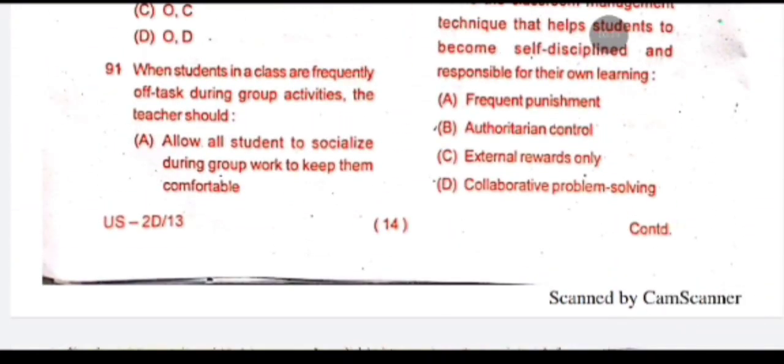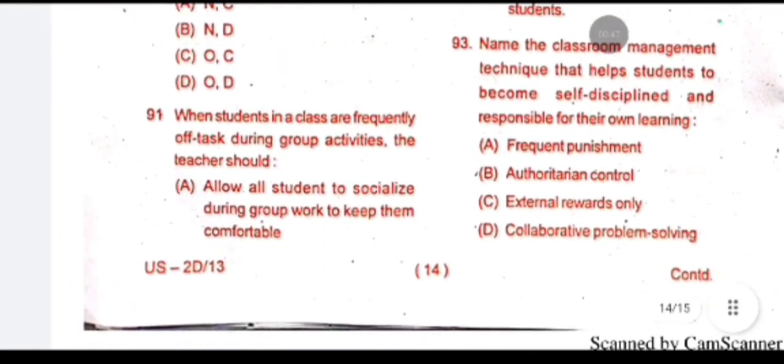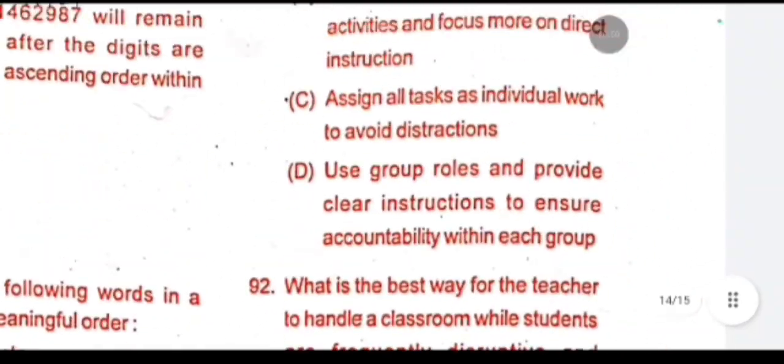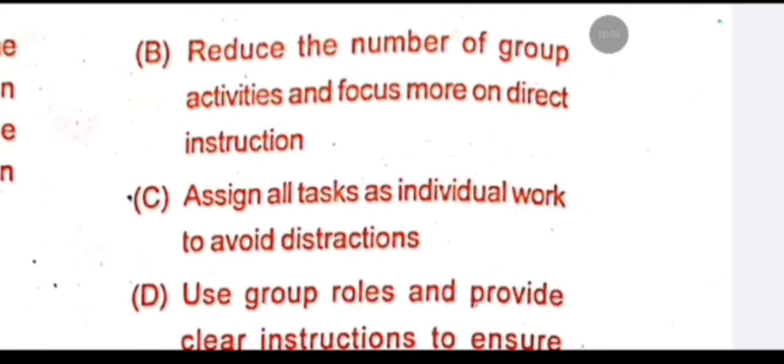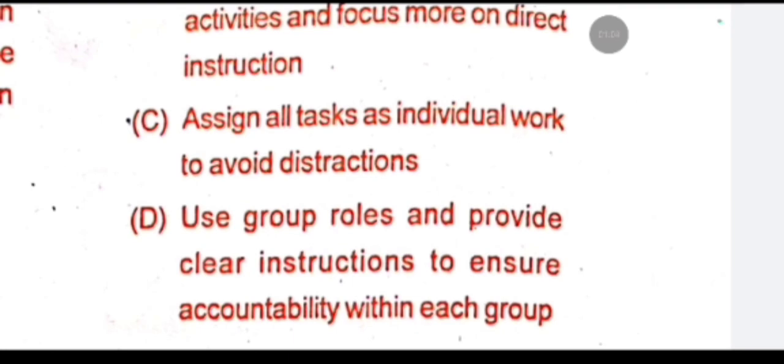When students in a class are frequently off task during group activities, the teacher should: Option A, allow all students to socialize during group work to keep them comfortable. Option B, reduce the number of group activities and focus more on direct instruction. Option C, assign all tasks as individual work to avoid distraction. Option D, use group roles and provide clear instruction to ensure accountability within each group.